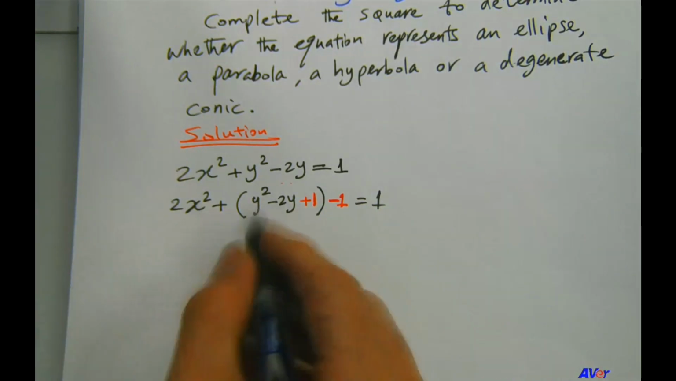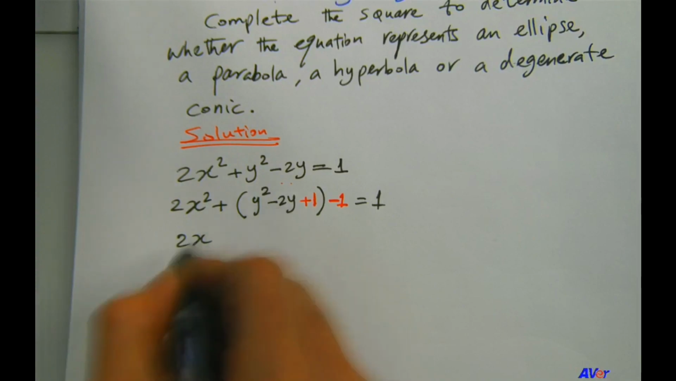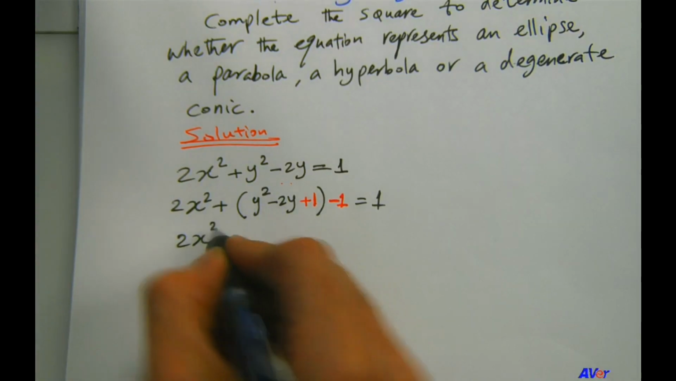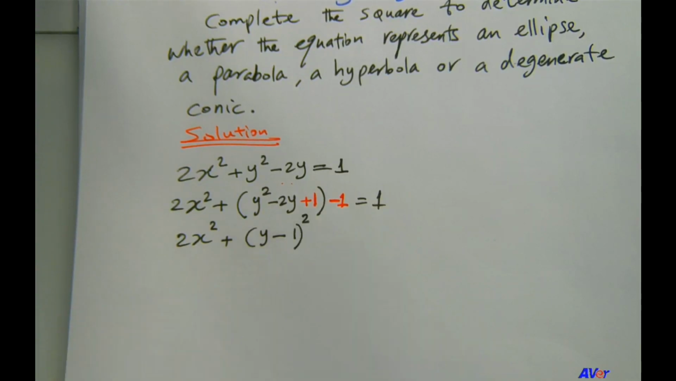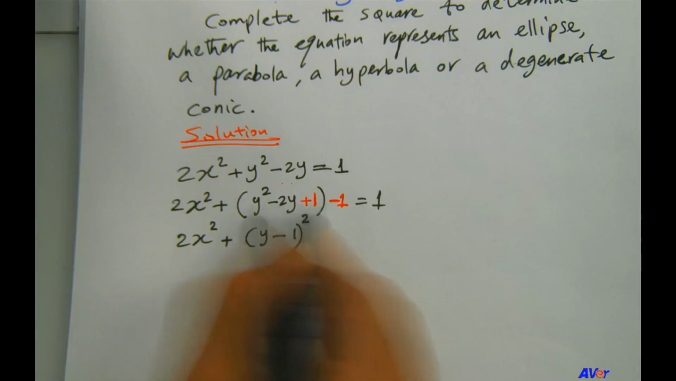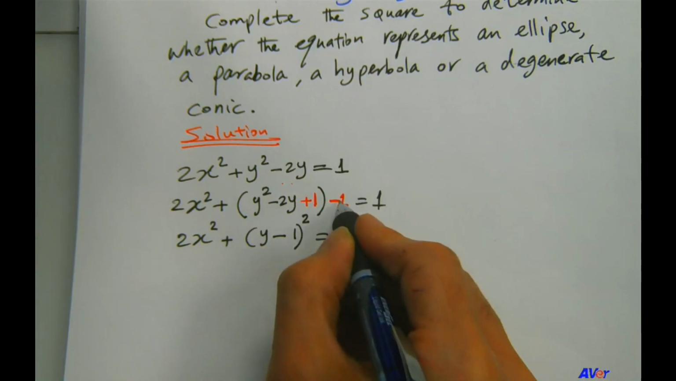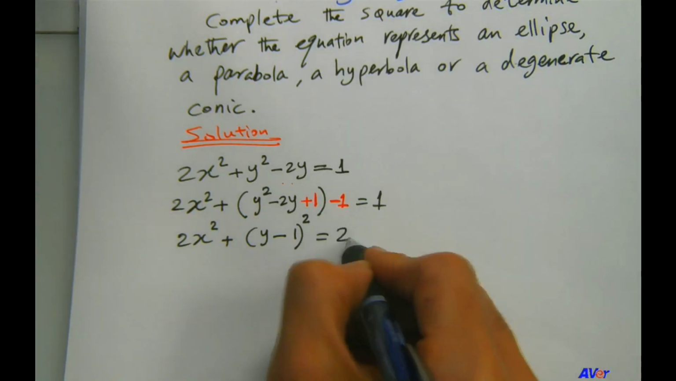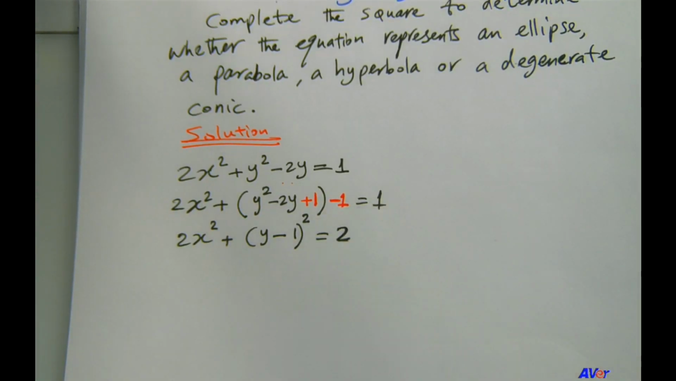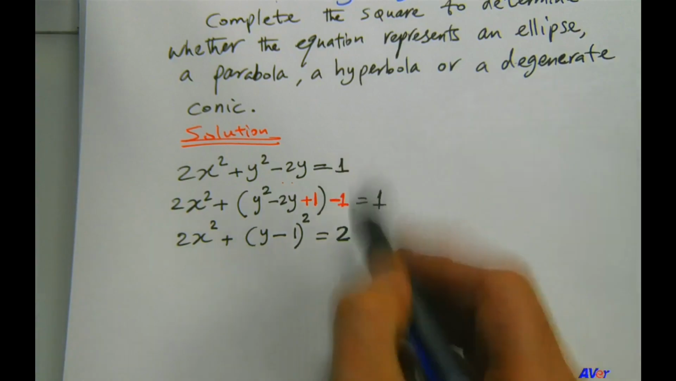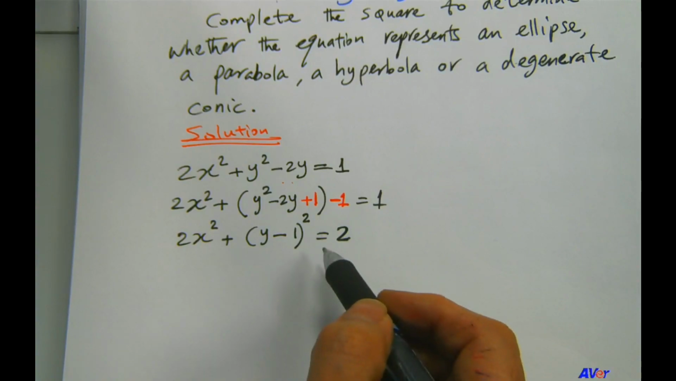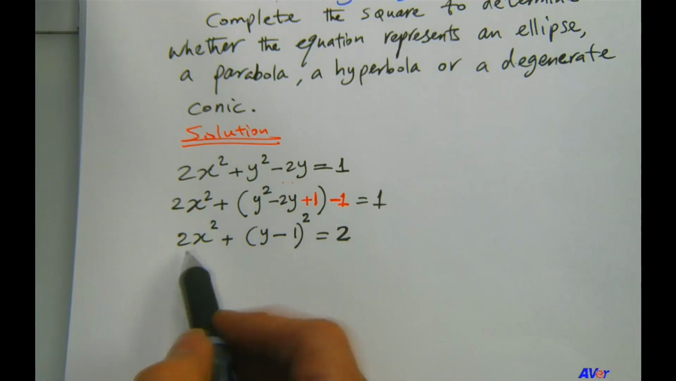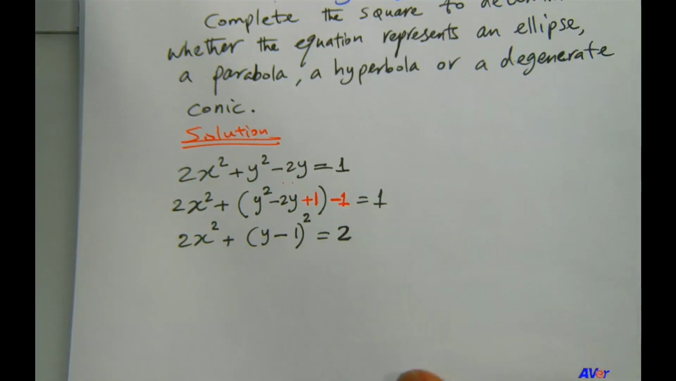And so let's do that. So we can complete this. We can write this as a complete square. So 2x squared plus y minus 1 squared. Now if you expand this, you're going to get that. And then let's move this -1 to the other side. We get 2. 1 plus 1 is 2. Or as you like to say it, add 1 to both sides and you get that.